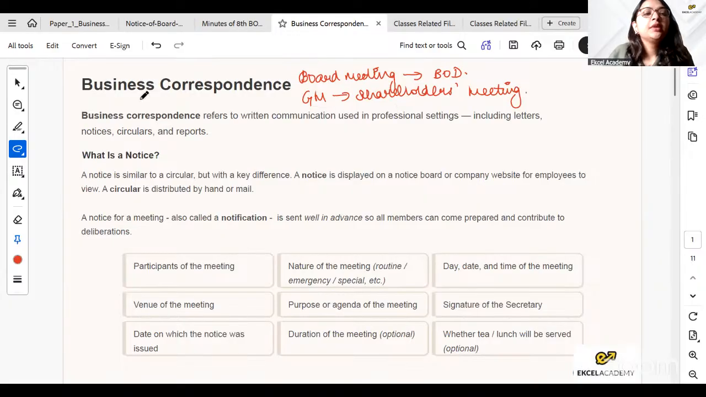So let's begin. Business correspondence. What is business correspondence? We've been understanding this, that this is written communication used in professional settings, right? Including letters, notices, circulars, and reports. This is something that we've already discussed so far, correct?